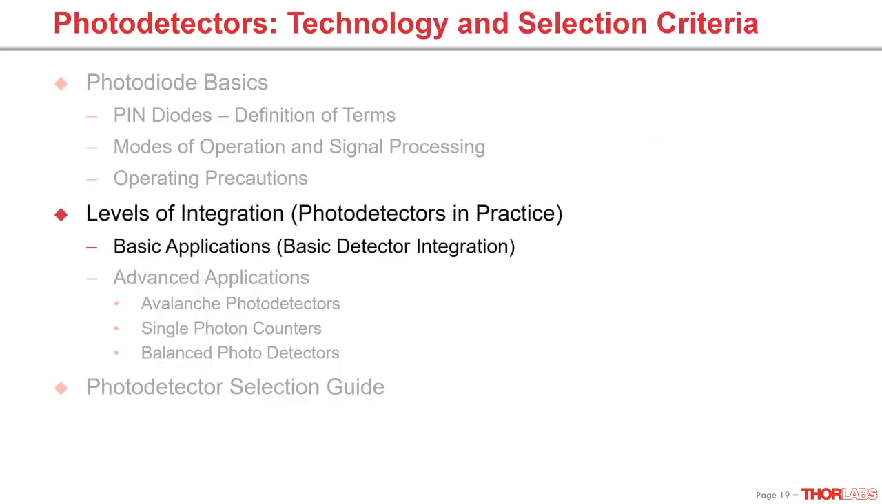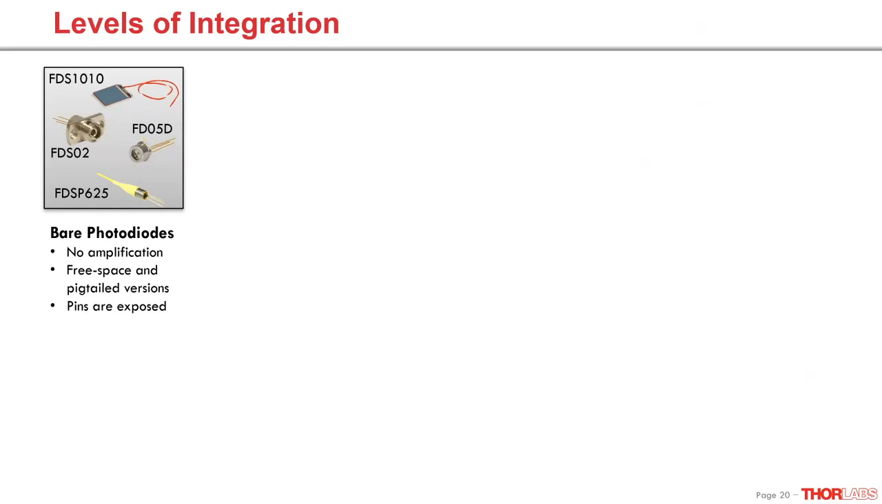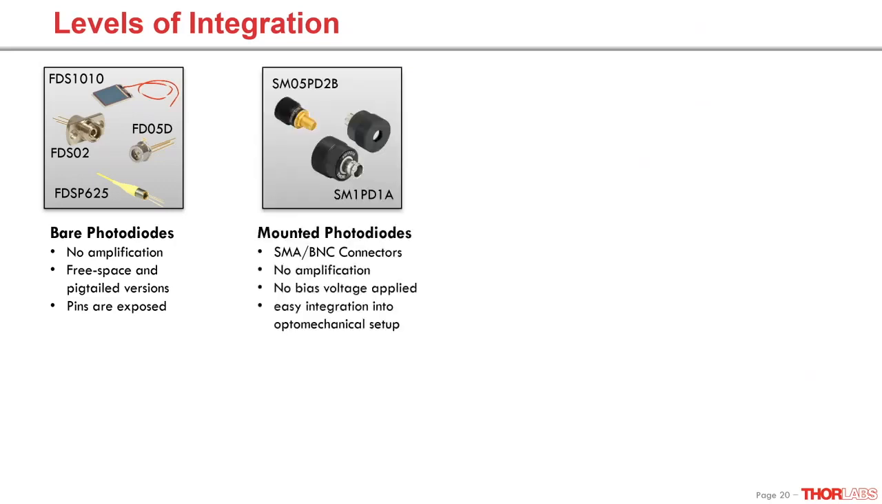To finally answer the question about system integration, a quick foray through the portfolio. It starts with bare photodiodes that are best to integrate in tiniest spaces. Skill in soldering, assembly, and electronics circuitry is required. Next level are the mounted photodiodes with their SMA or BNC connectors for convenient connection. The aperture threading fits all Optomax setups.